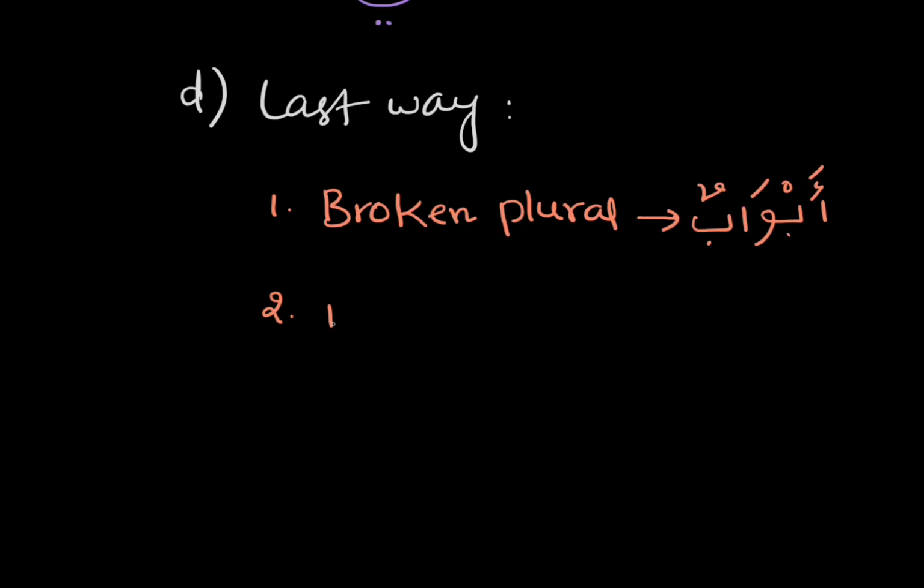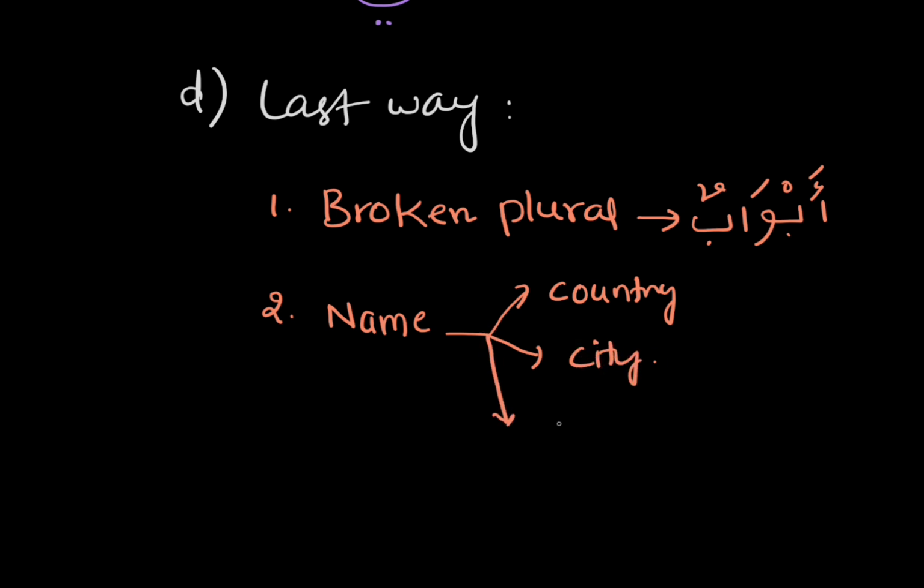And the second thing is names. If you take the name of a country, a city, or a tribe, for example, Misr as a country, Lahore as a city, or Quraysh as a tribe, all these nouns are also included under feminine nouns.